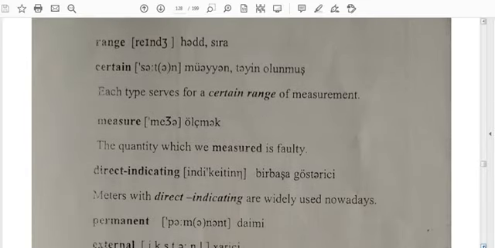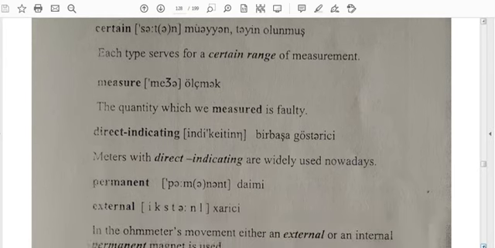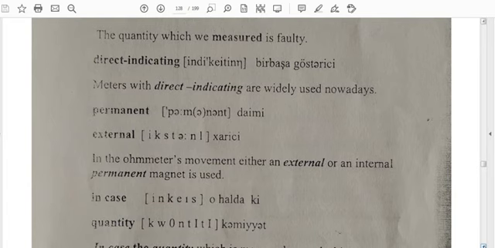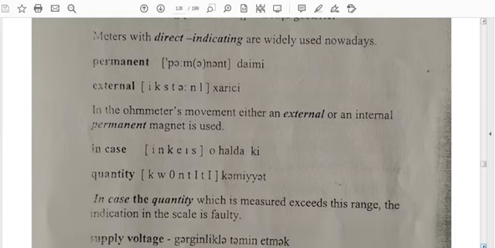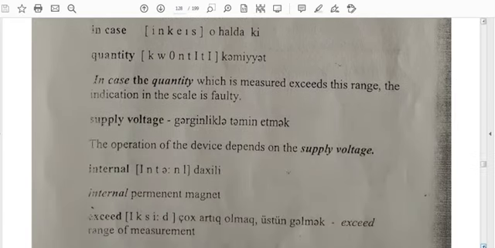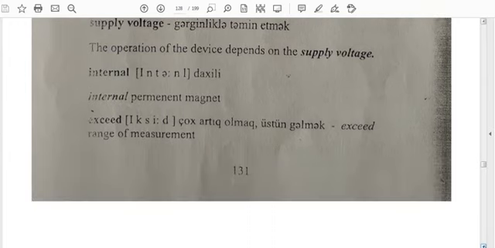Range. Certain. Measure. Direct indicating. Permanent. External. In case. Quantity. Supply voltage. Internal. Exceed.